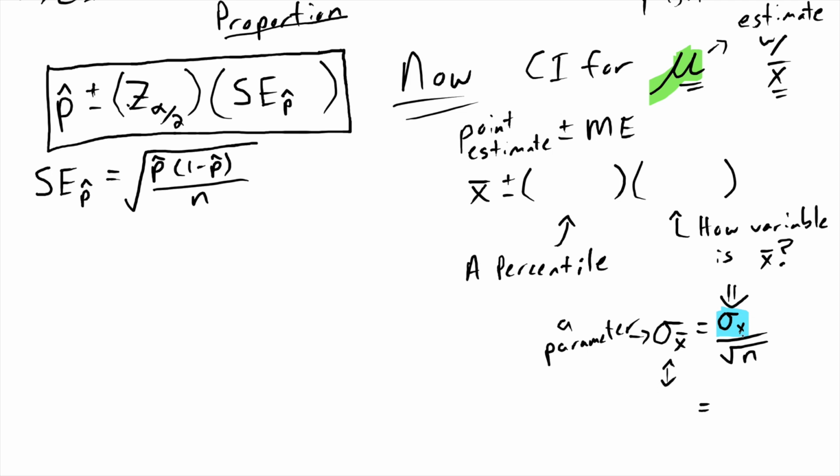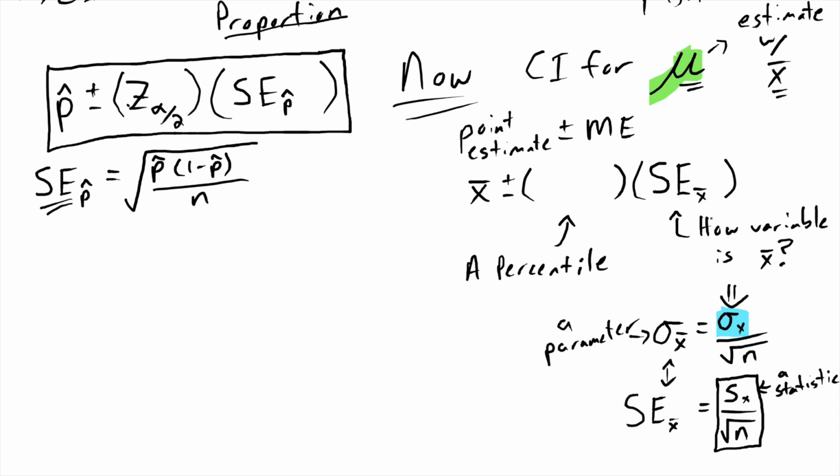And so all we need to do for that is to estimate the population standard deviation with what? The sample standard deviation. That is S sub x. And so we have this quantity that looks very similar to the standard deviation of x bar. And just like with our confidence interval for p, we call this not the standard deviation, but the standard error of x bar. So that quantity is what's going to go on the right here. So, okay, we've got the standard error of x bar, and now we need this percentile.